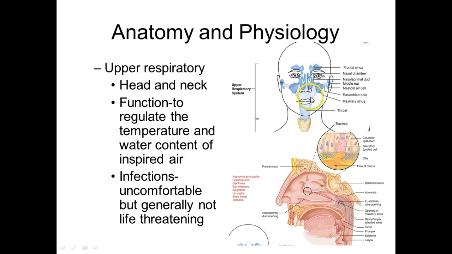But there are other components that are connected to this part of the system that can be affected. So all the dark blue shown here are cavities in your skull, referred to as your sinuses. And these can get filled up with fluid, these can get infected. We refer to this typically as being congested or stuffed up.